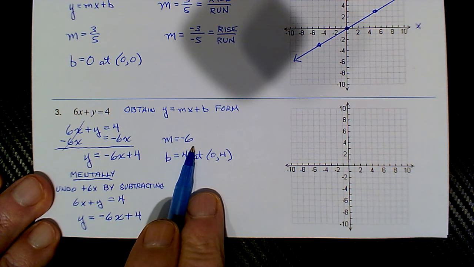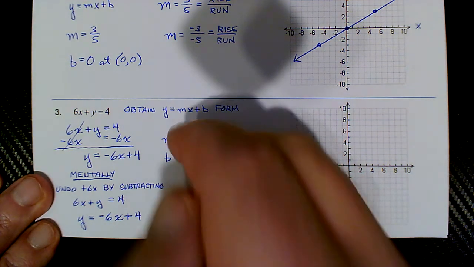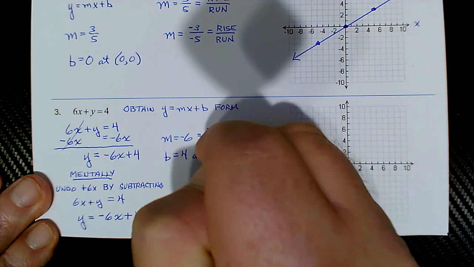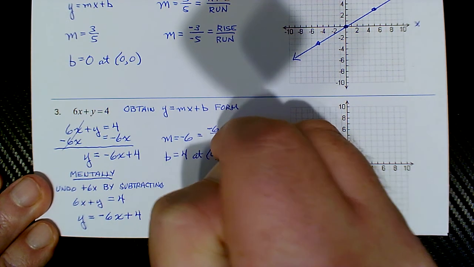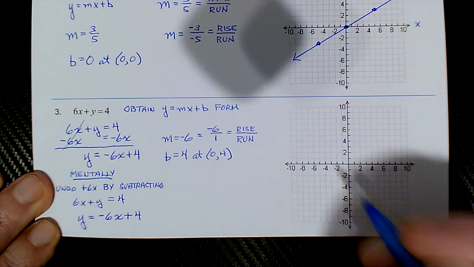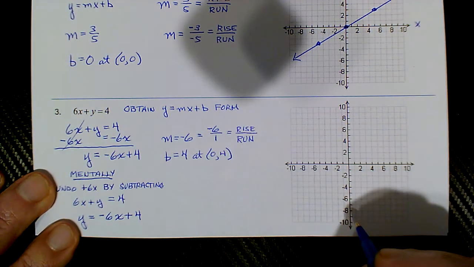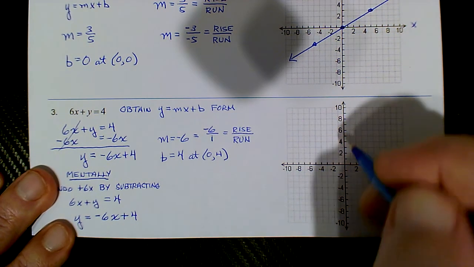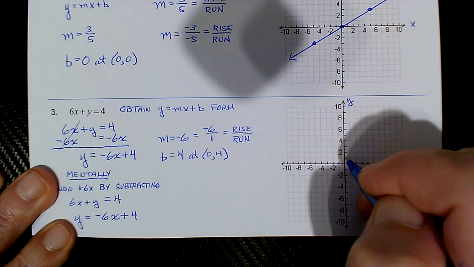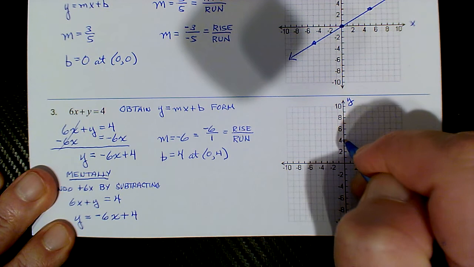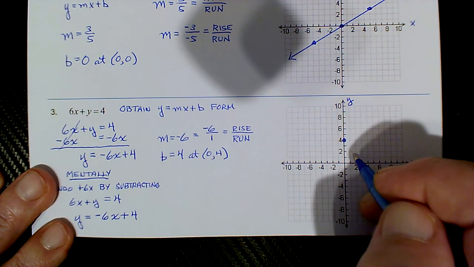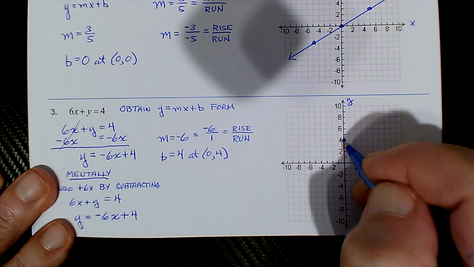At the point (0, 4), let's write the slope as negative 6 over 1. Think of it as rise over run. And at that point, plot the y-intercept first, so I'll label my axes. (0, 4), that would be right there. And now the concept of the slope, rise negative 6, so from that point, down 6 and run 1, so to the right 1. And that would be another point.